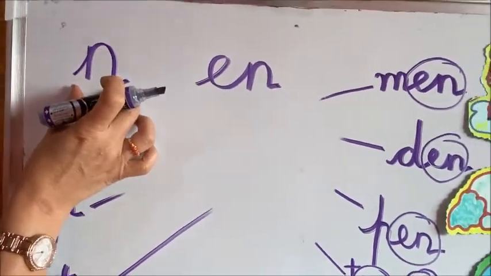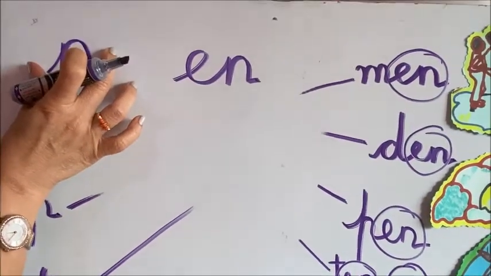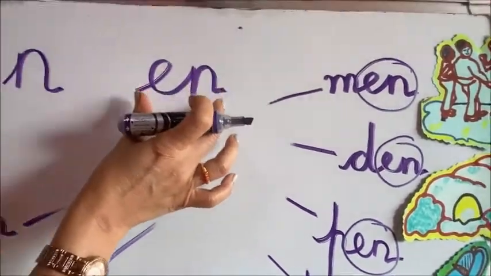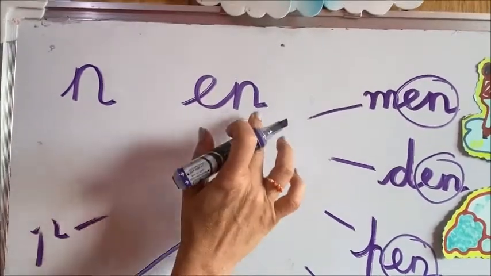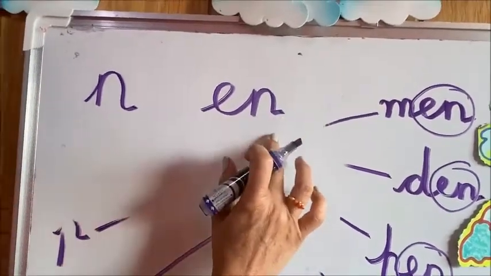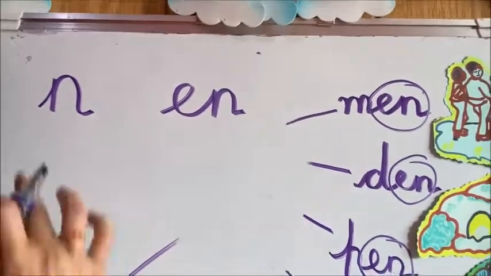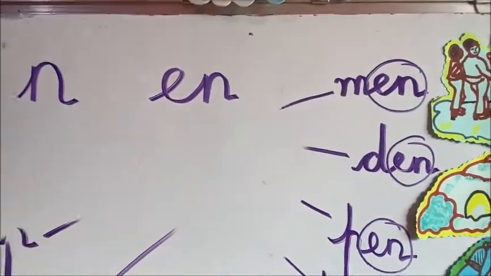When you say the letter, you have to write only the letter. When you say the sound, you have to write N means A, sorry, E and N. That is A, na, N. All right, children? You understood this, yeah? Okay, now let's go to write.